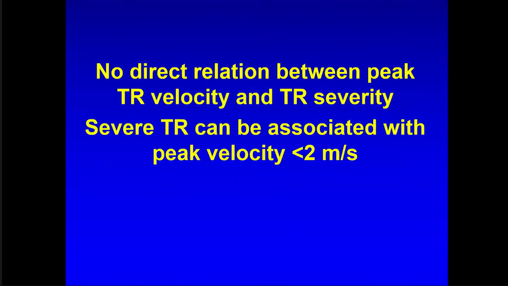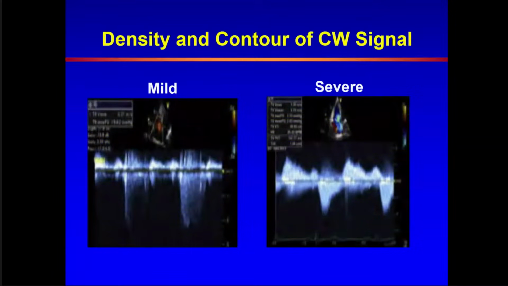How about continuous wave Doppler? Many people think that a high velocity is associated with a severe TR. There is no direct relation between peak TR velocity and TR severity. Severe TR can be associated with a very small velocity. That's an example. Look at mild TR, look at severe TR.